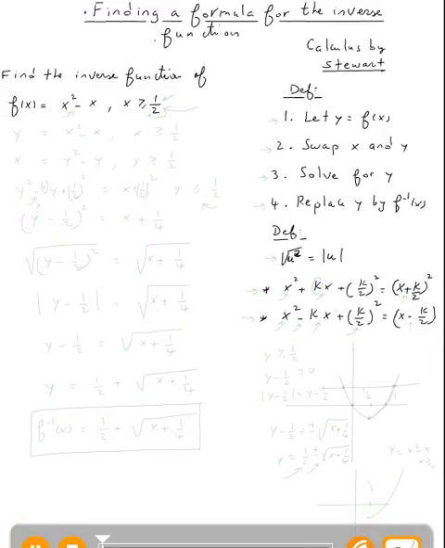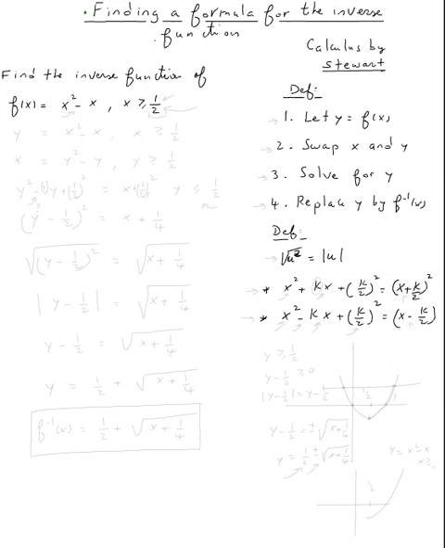The topic is finding a formula for the inverse function. So let's do this example. This is a very good example because it involves a lot of stuff. Find the inverse function of f of x equals x squared minus x, where x is bigger or equal than 1/2. So it's given, they restrict the domain.